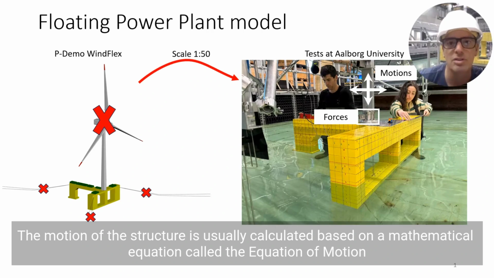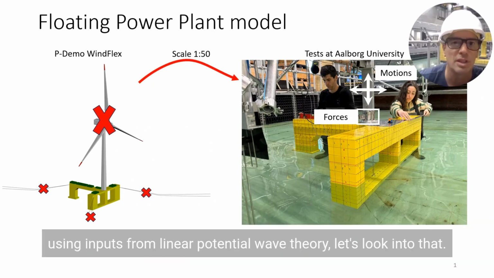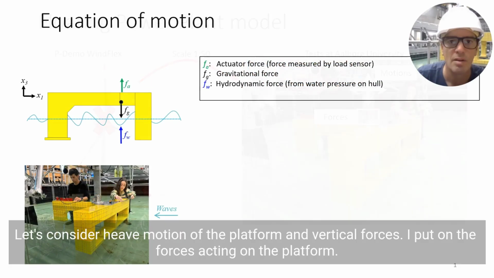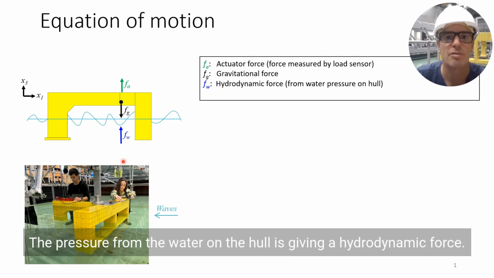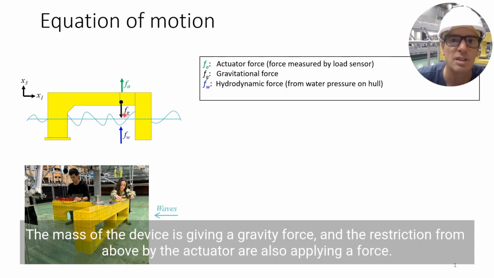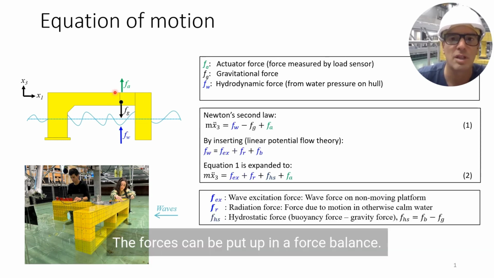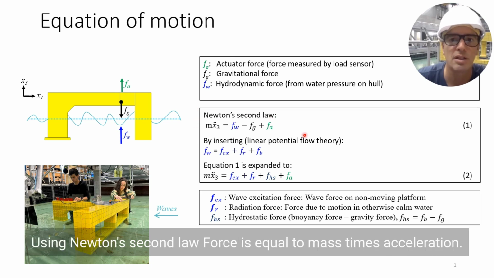The motion of the structure is usually calculated based on a mathematical equation called the equation of motion, using inputs from linear potential wave theory. Let's look into that. Let's consider heave motion of the platform and vertical forces. I put on the forces acting on the platform. The pressure from the water on the hull is giving a hydrodynamic force. The mass of the device is giving a gravity force, and the restriction from above by the actuator is also applying a force. The forces can be put up in a force balance using Newton's second law. Force is equal to mass times acceleration.